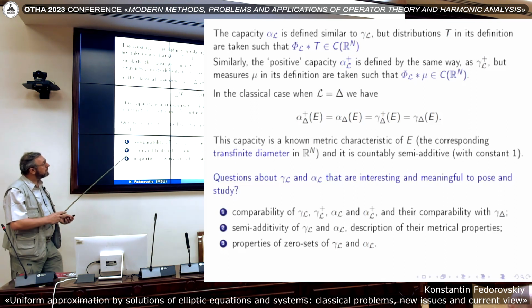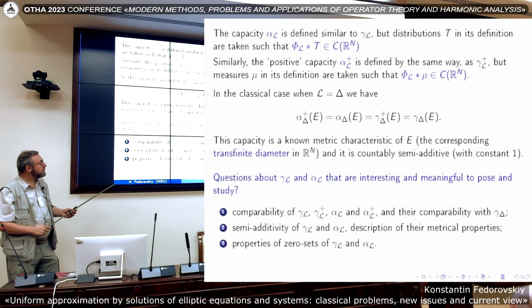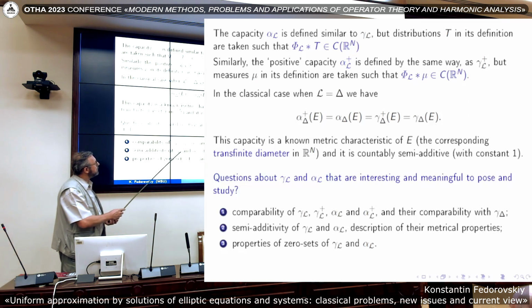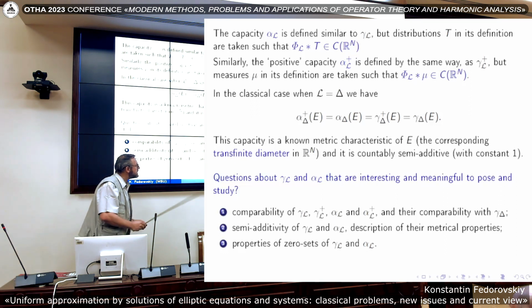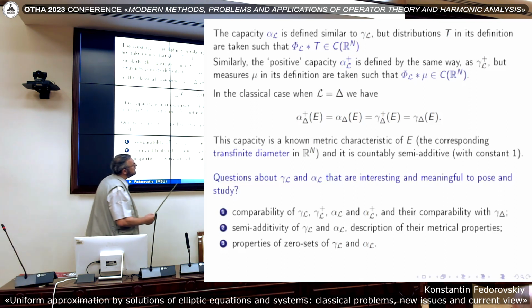What about these capacities gamma_L, alpha_L, etc.? Of course, we have the same questions. The first one is the question about comparability of these capacities, and of course the question on comparability of this capacity with the harmonic one.